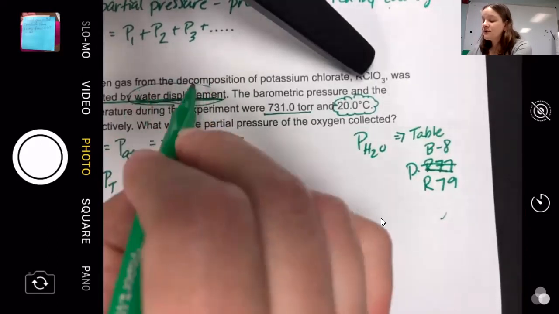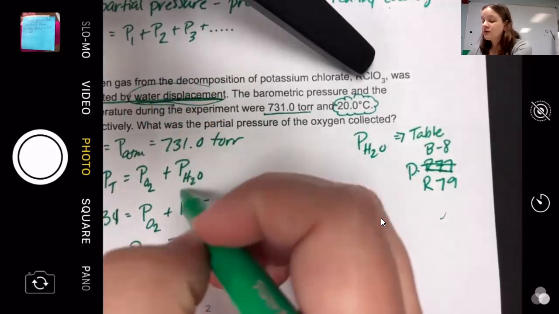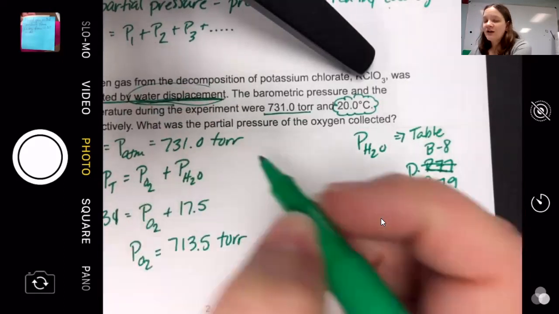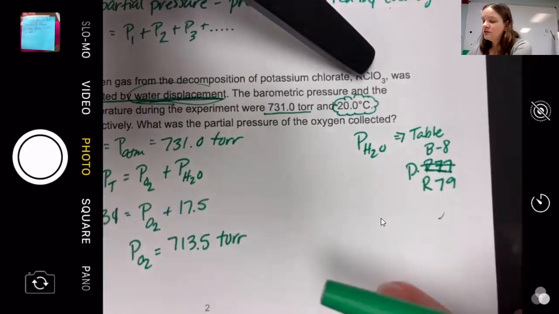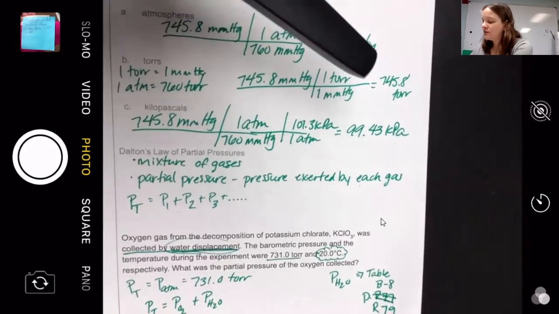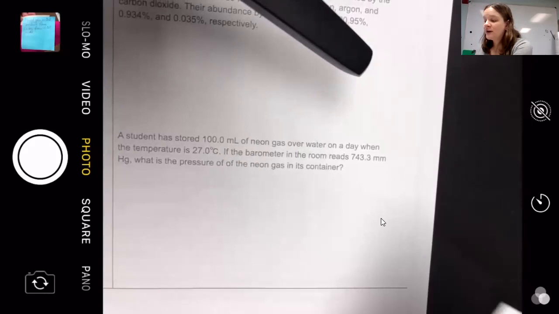When they do water displacement, you need to know the partial pressure of the water vapor, and then you could have multiple other gases that you're finding the pressure of. You can only find one at a time.